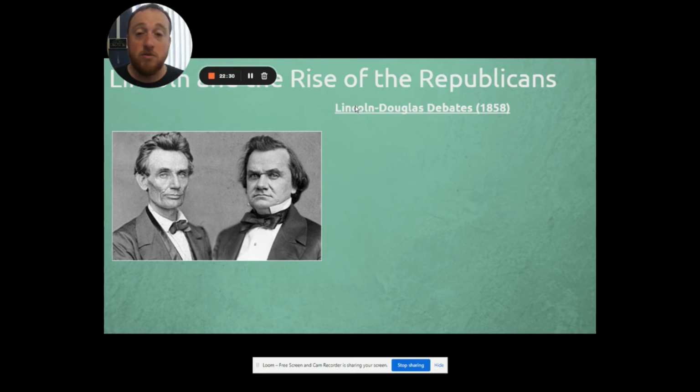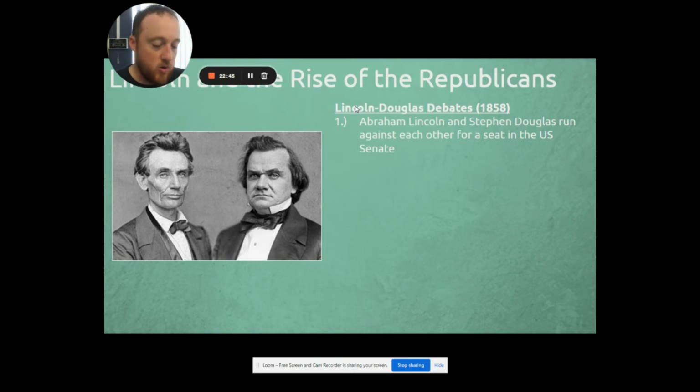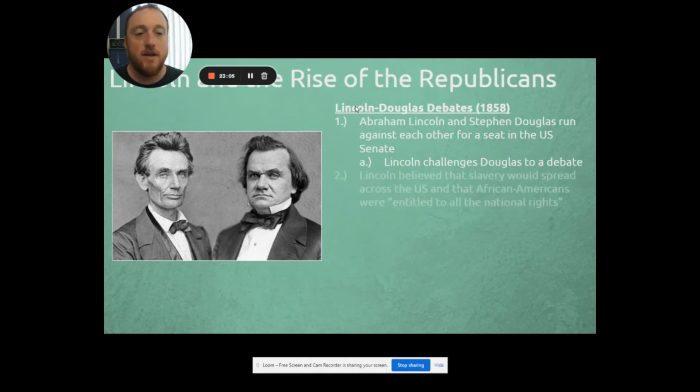Abraham Lincoln is one of those young politicians who had aspirations to be a politician, and he runs for U.S. Senate. And so we have this debate between Abraham Lincoln and Stephen Douglas, who is the incumbent, or the one that's in power at this time. Remember, Stephen A. Douglas was a big proponent of popular sovereignty. He believed it should be up to the people that live there to decide whether or not they're going to be a free territory or a slave territory.